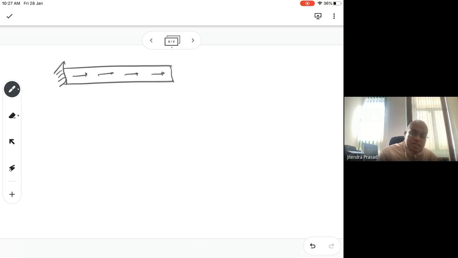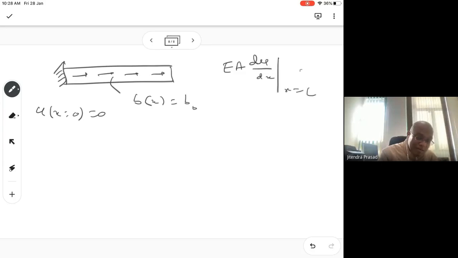We can compare it. So let us say bx equal to b naught, which we assumed, and we have to solve this problem. We know that ux equal to 0 is the boundary condition, and then at the other end we have force equal to 0. So we say EA du over dx at x equal to L equal to 0, or simply du over dx at x equal to L equal to 0. The slope itself is 0 at the end, and we have to find out u.